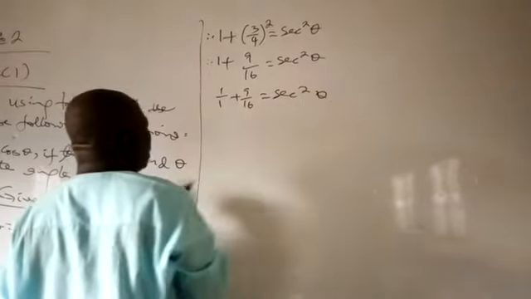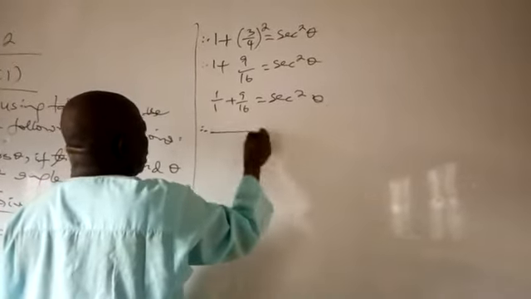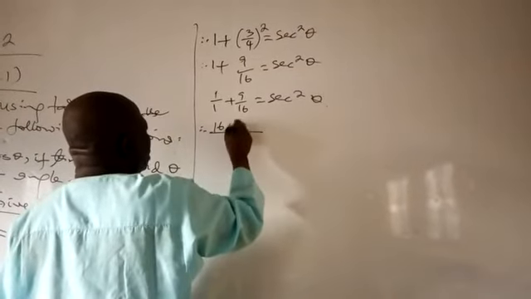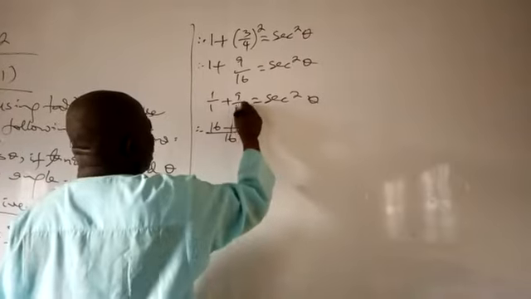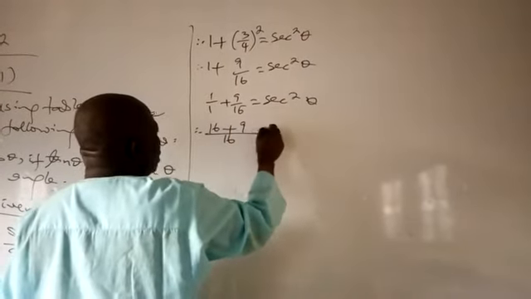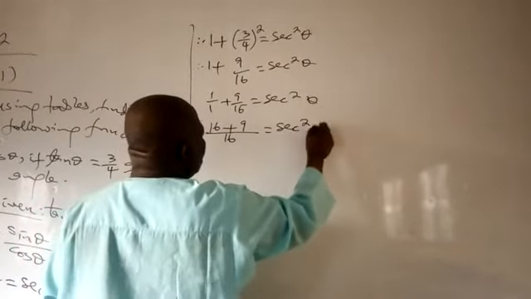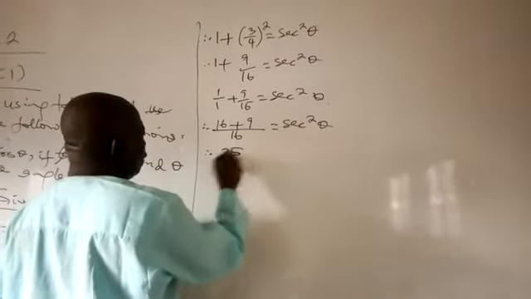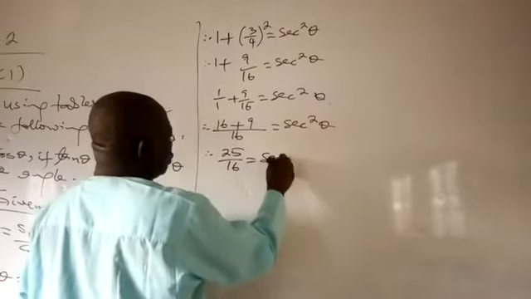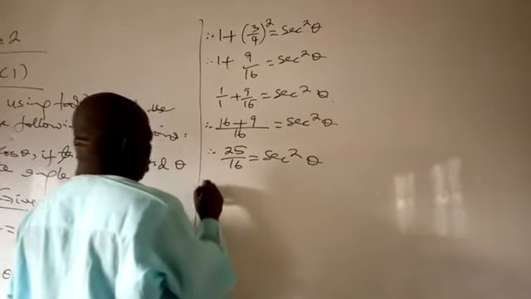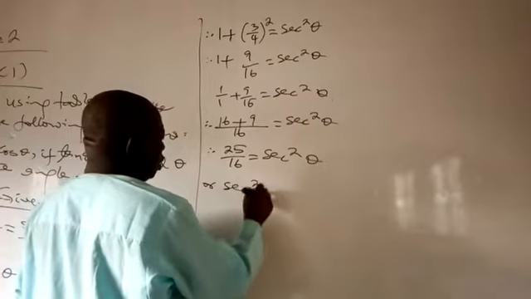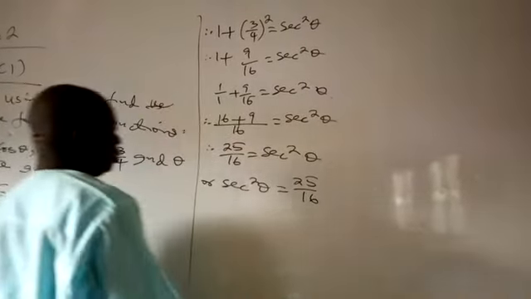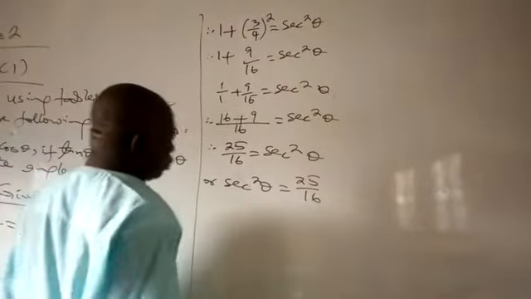What is the LCM? The LCM is 16 here. 16 times 1 is 16, plus 1 times 9 is 9. 16 plus 9, that is 25. So we have 25/16 is equal to sec square theta, or sec square theta is equal to 25/16. Now, I take square root of both sides.